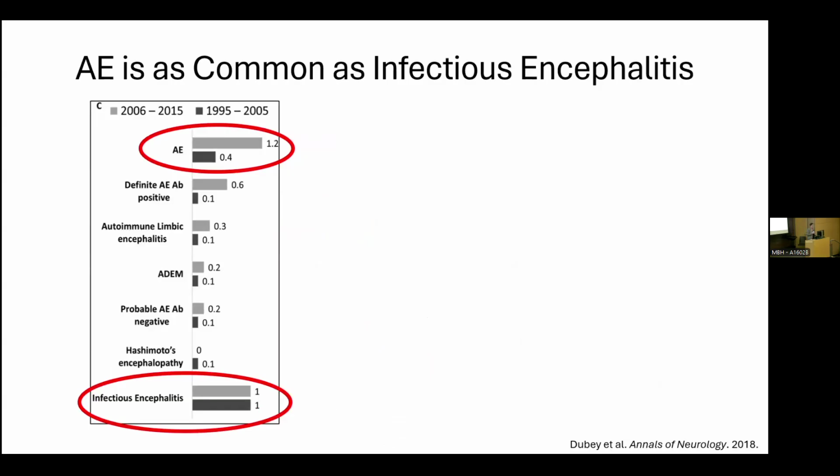While historically infectious encephalitis was thought to be the most common cause of encephalitis, we now know that autoimmune encephalitis is likely as common, as shown here, where you can see that the incidence of autoimmune encephalitis has increased over time. The light bar is from 2006 to 2015, and the dark bar is prior to that. So you can see an increase, whereas the incidence of infectious encephalitis has remained about the same.